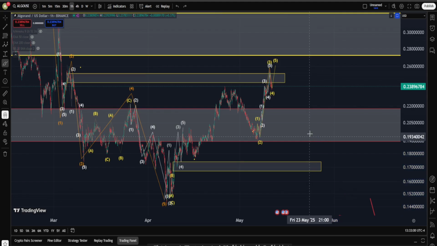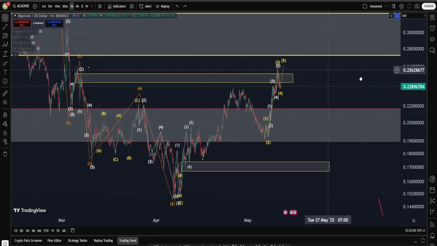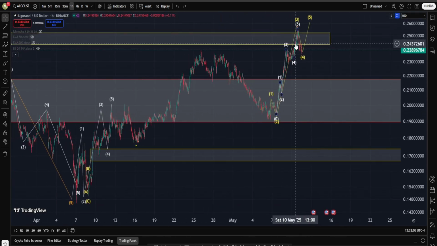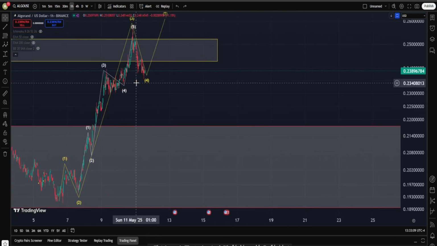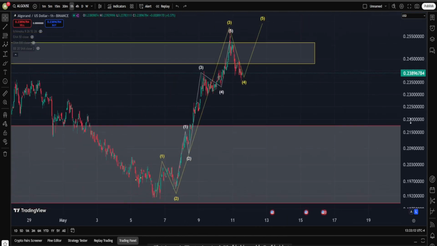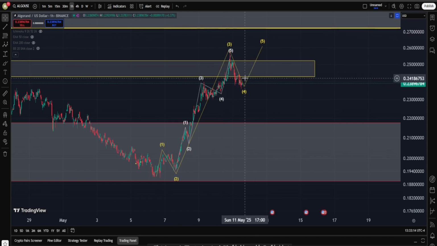So let's have a quick conclusion and wrap up today's update. In Algorand, the fact that we are having this move up, in my opinion, is fantastic. And also because this is a strong one, we can kind of comfortably argue this is an impulsive structure, and there's a good chance in the short term we are going to see at least another move up.